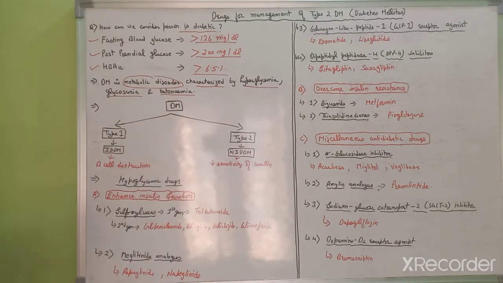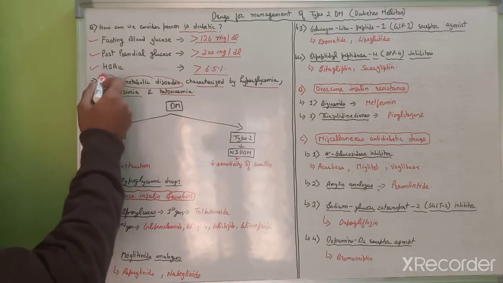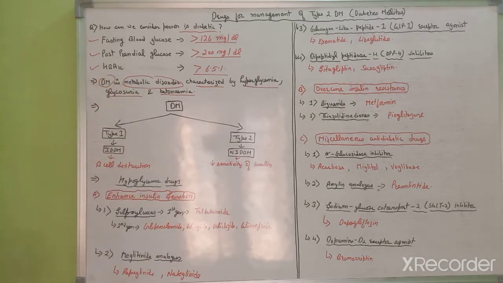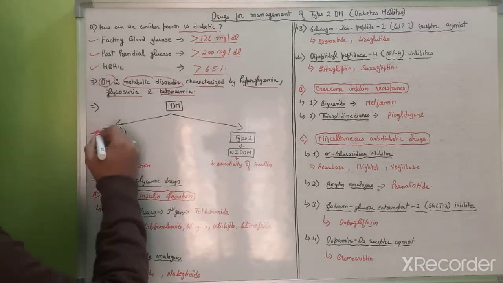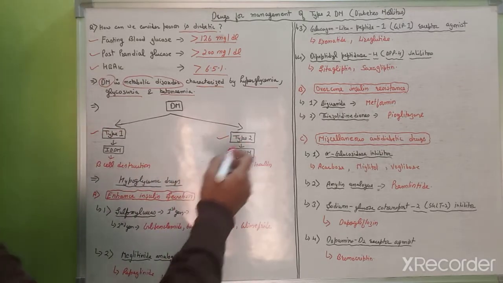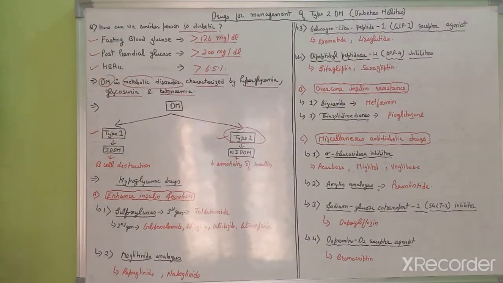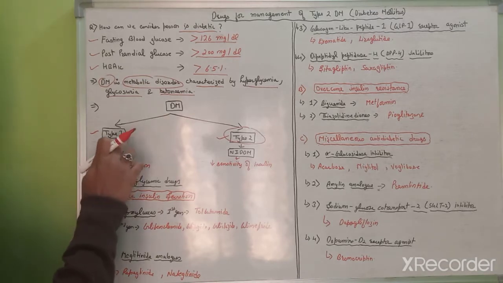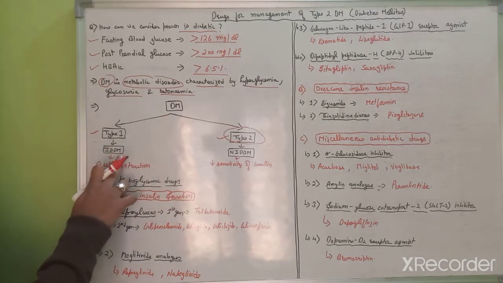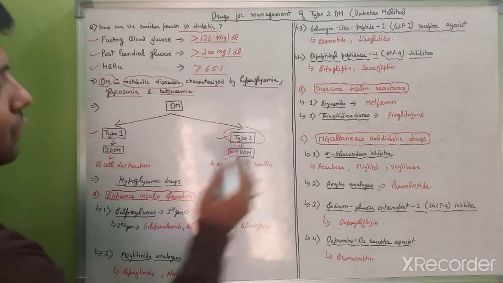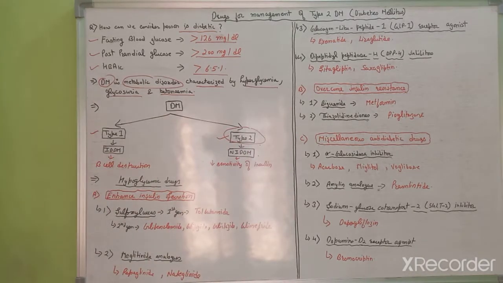So this is about diabetes mellitus. Diabetes mellitus is divided into two types, type 1 and type 2. Here we discuss only the drugs used for the management of type 2 diabetes mellitus. Type 1 is insulin dependent and type 2 is non insulin dependent diabetes mellitus.